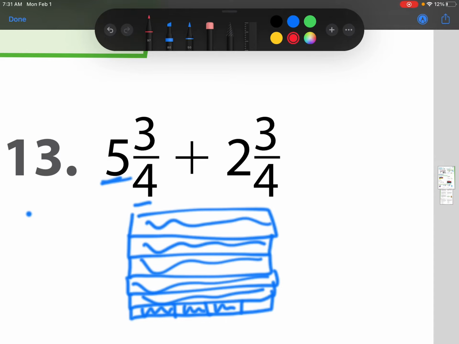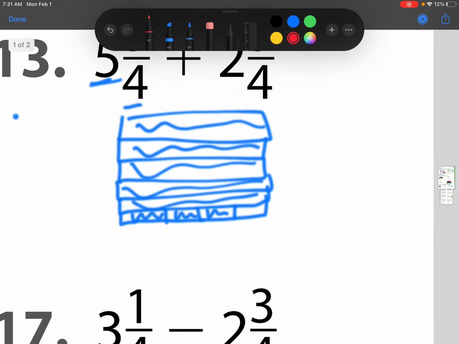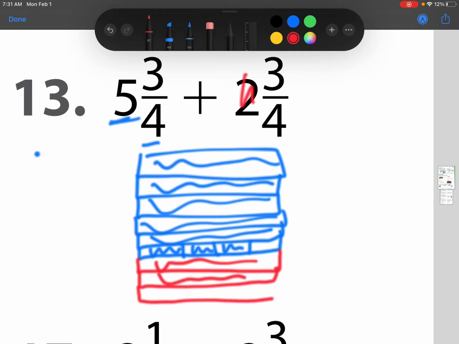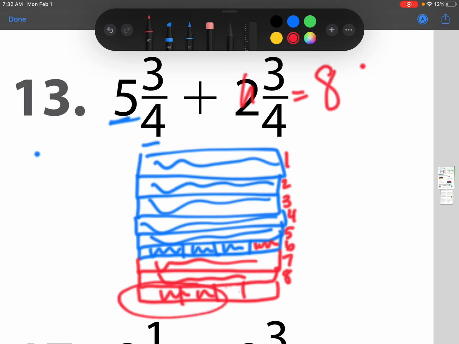And then what are we doing? Well, we're adding 2 wholes. So here's 1 whole, 2 wholes. 1, 2. And then we're adding 3/4 here. 1, 2, 3. So notice we can take this 1/4 right here and we can move it up to the top. We still have 3/4 that we added to it, but now we have wholes. So let's see how many wholes we have. We have 1, 2, 3, 4, 5, 6, 7, 8. So we have 8 wholes, and then we have these 2/4 left over. So we have 8 and 2/4.